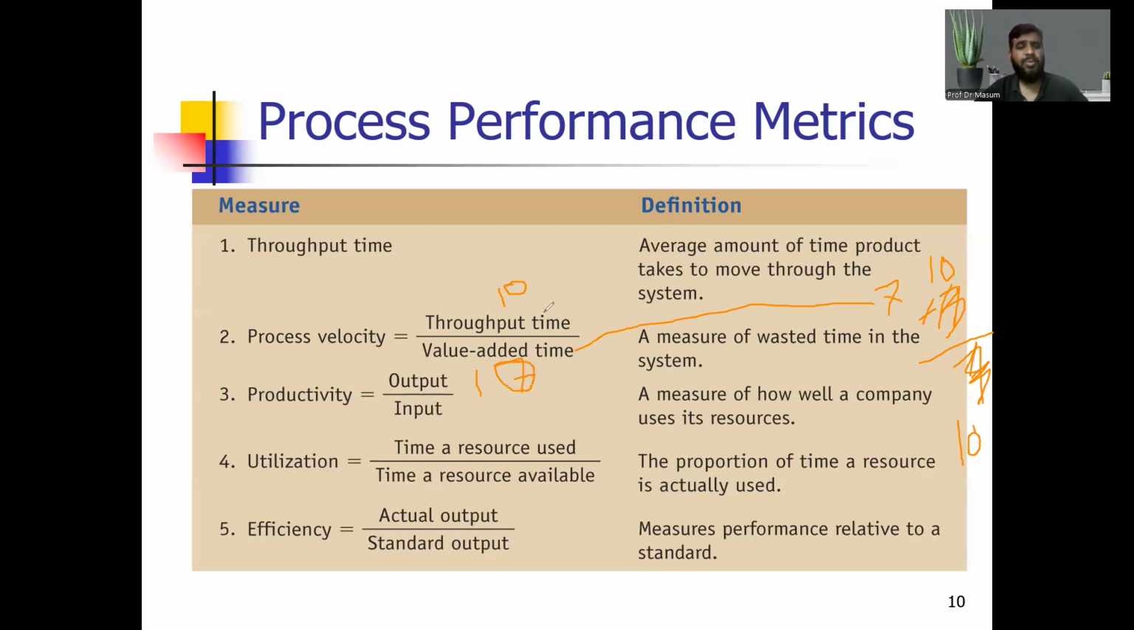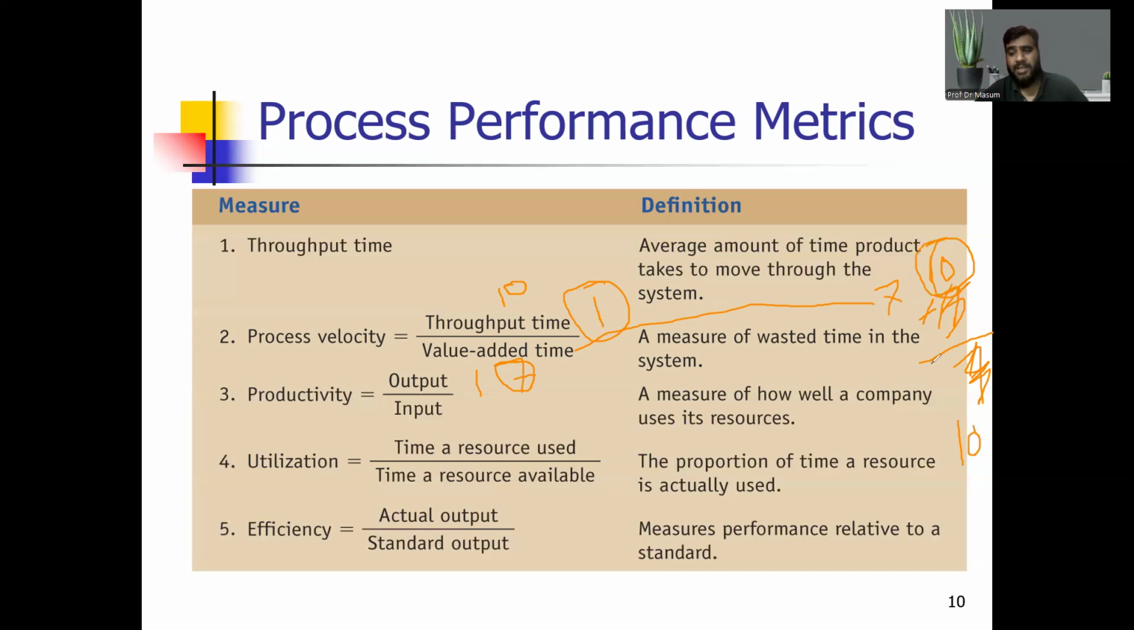So your value added time and throughput time may be equal. In that case, it will be equal 1. 10 divided by 10 equals 1, isn't it? So it is the perfect process velocity that operations managers always think of, making it 1. It cannot be less than 1. Can it be? Because your throughput time is 10 minutes and there is no allowances.